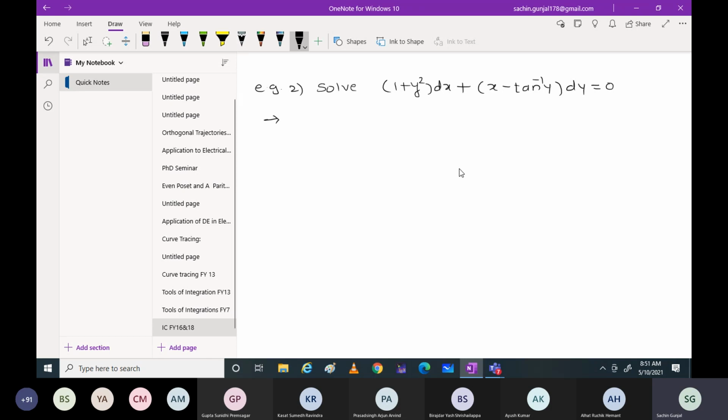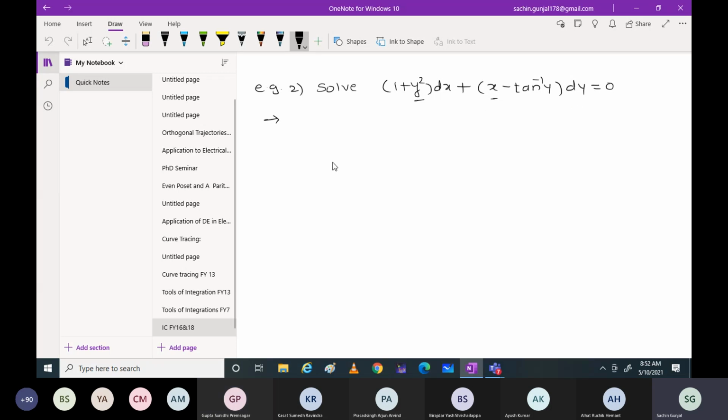Now, as I said, you will look at the degree of dy by dx and the degree of this term x or y, and accordingly you decide whether it is linear in x or linear in y. So you can easily see the degree of y is 2 and the degree of x is 1. So this is linear in x. Sorry, see, the degree of y is 2, so you can't write it as dy by dx. So you will have to write dx upon dy.